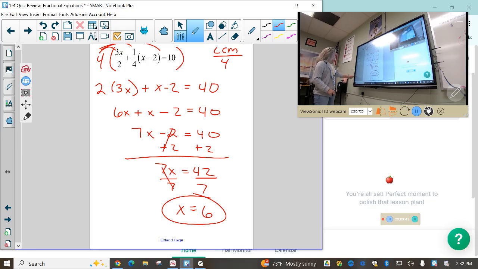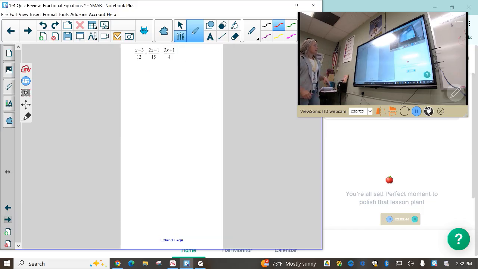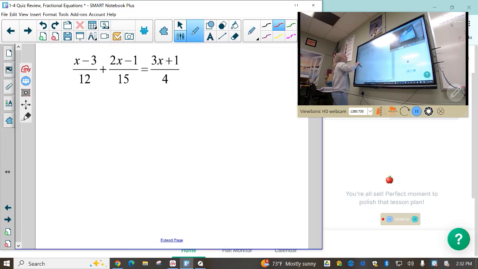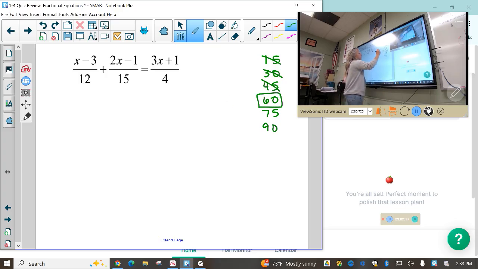All right, moving right along. Now this one, I need a least common multiple. Okay, this is a little higher, so I want to make sure you understand how to find the least common multiple for this one. 12, 15, and 4, you're going to pick your highest number, 15, and write out the multiples of 15. 15 times 1, 15 times 2, 15 times 3, 15 times 4, 15 times 5, 15 times 6, is 90. So now look, what's the smallest number that's divisible by 12? No, no, no, yes. Is 60 also divisible by 4? Yes, so that's my least common multiple, is 60. So I'm going to multiply the entire equation by 60.